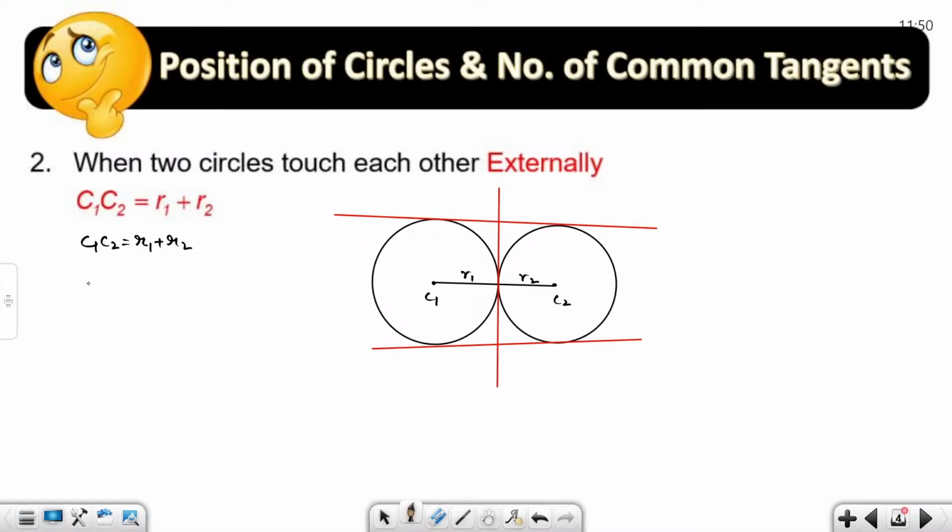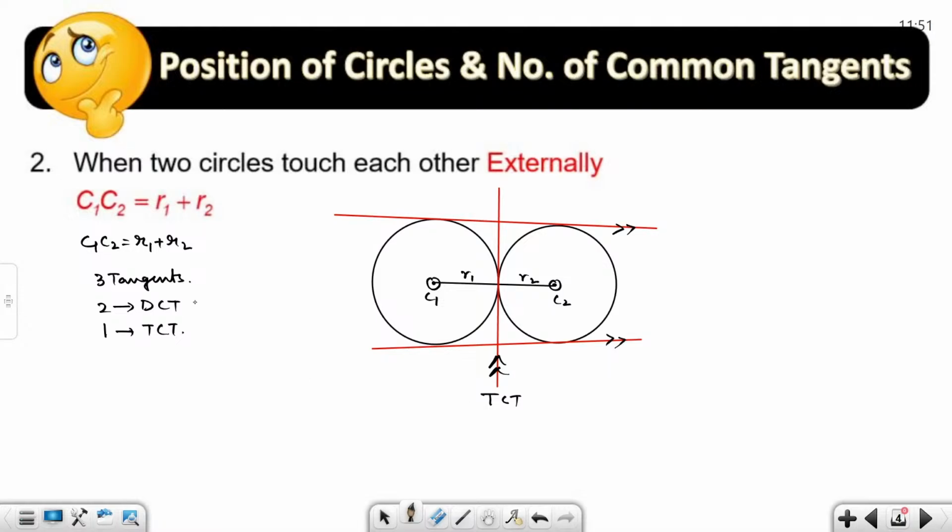We can see it from the figure. There are three tangents possible, out of which two are direct common tangents and one is a transverse common tangent. Am I correct? This tangent is the transverse common tangent. Why? Because the two centers are on the opposite sides of this tangent. And these two will be the direct common tangents, because for both these tangents, the centers are on the same side. Is it clear or not?